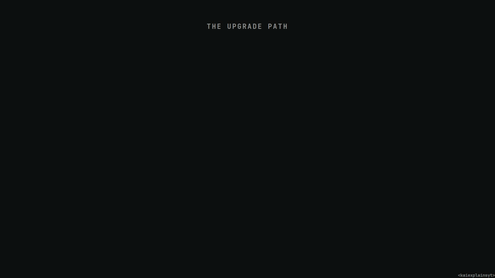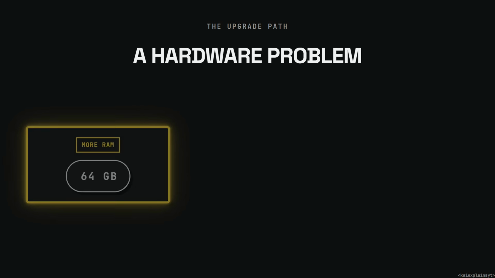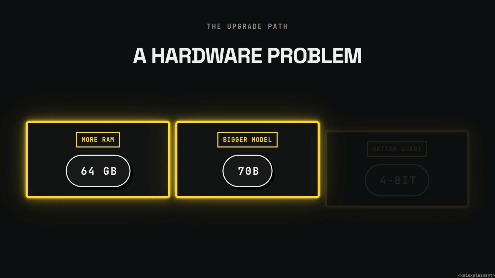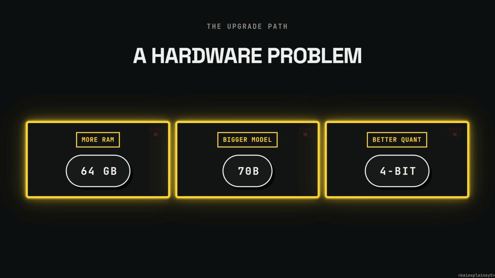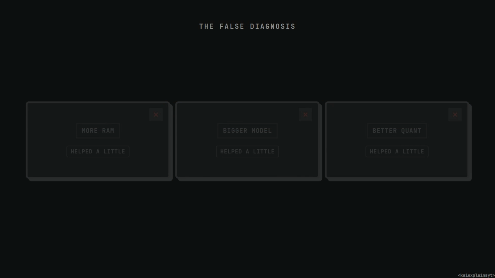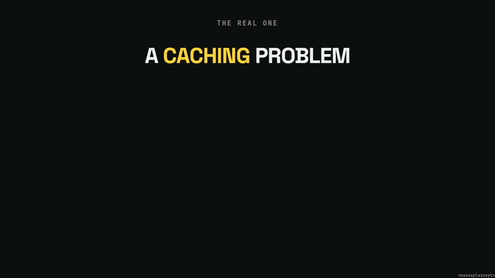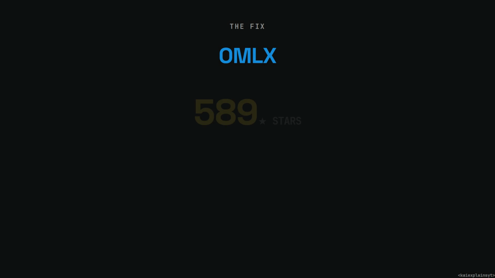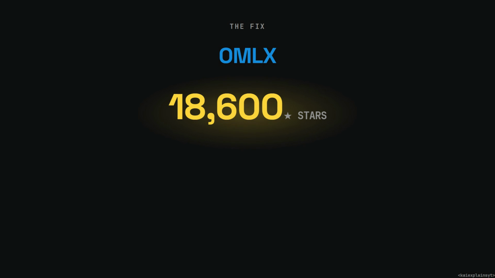I spent a long time thinking this was a hardware problem. More RAM, bigger model, better quantization. I tried all of those things, and to be honest, they helped a little, but they didn't fix the actual problem. The actual problem is a caching problem. And a small open source project called oMLX, with over 18,600 stars, built by one developer named Jun Kim, is specifically designed to fix it.